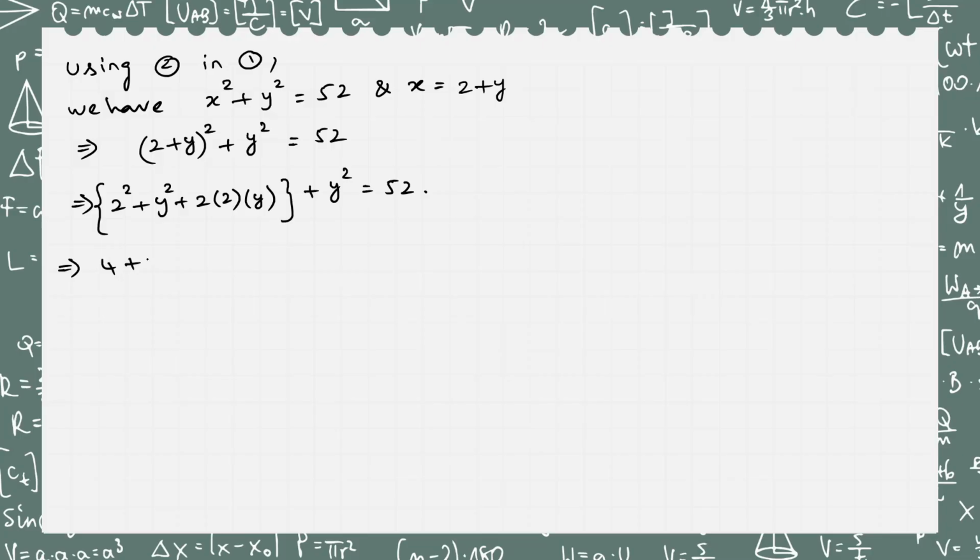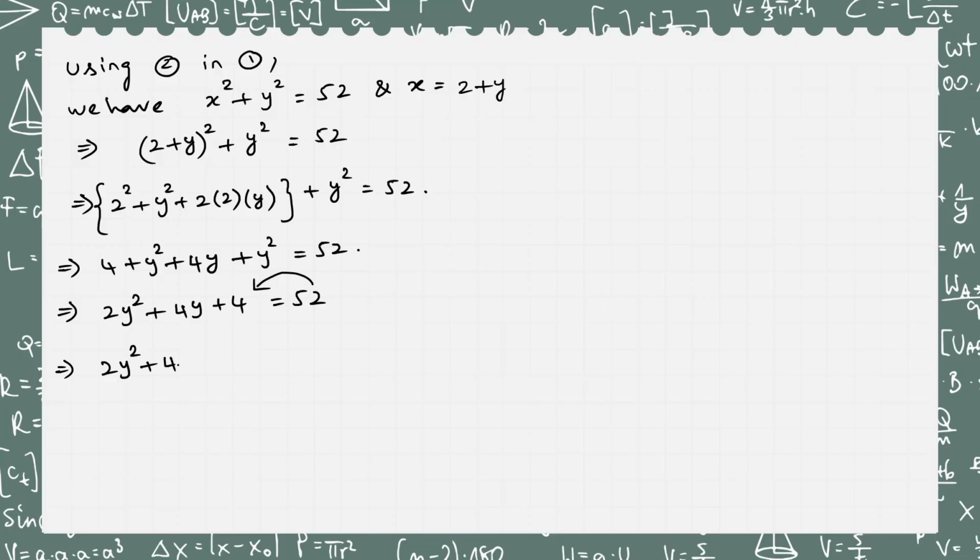That implies 4 plus y square plus 4y. No need for the brackets, right? We can just add them. So this will give us y square plus y square are the like terms. We can add them together. 2y square plus 4y plus 4 equal to 52. And let us bring this 52 to the left side. We get 2y square plus 4y plus 4 minus 52 equal to 0. That implies 2y square plus 4y minus 48 equal to 0.